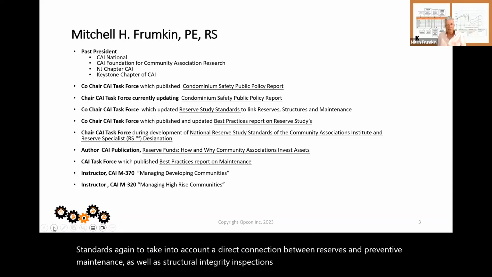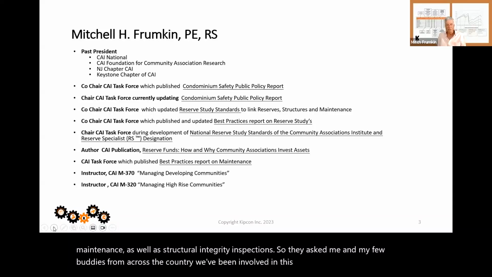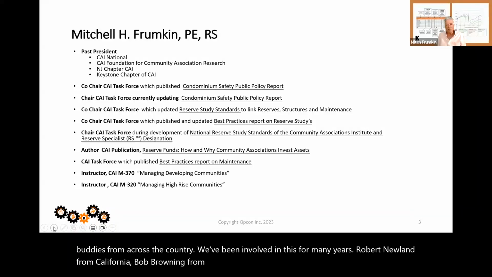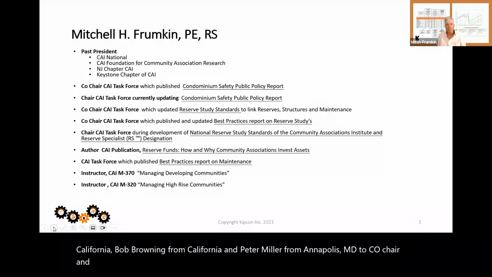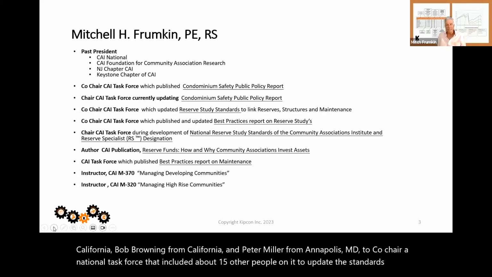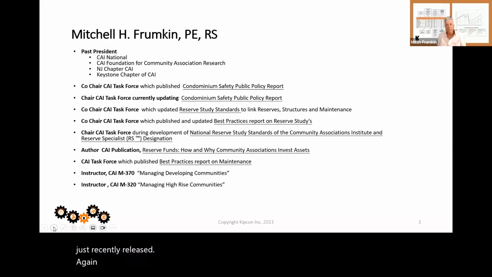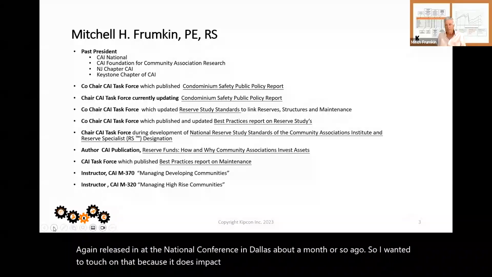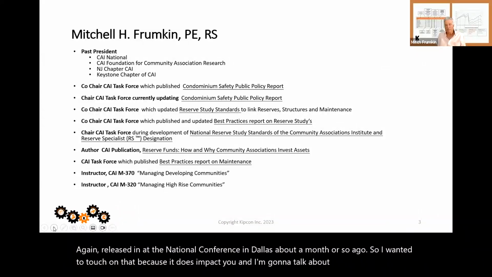They asked me and my few buddies from across the country who've been involved in this for many years, Robert Norland from California, Bob Browning from California, and Peter Miller from Annapolis, Maryland, to co-chair a national task force that included about 15 other people to update the standards. The standards were just recently released at the national conference in Dallas about a month or so ago. I'm going to touch on that because it does impact you, and I was very involved in that.